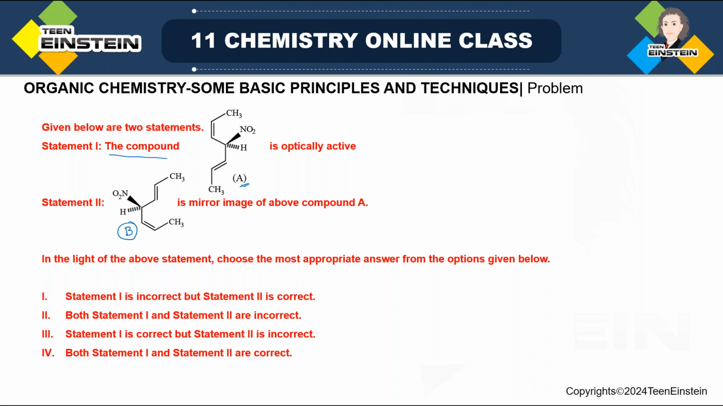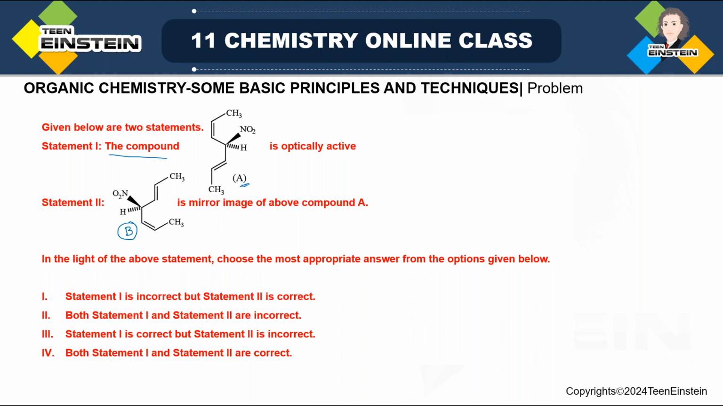In that case, I cannot say one is A and another one is B, because both are the same. But right now we do not know, so suppose this is B. The statement says B is the mirror image of the above compound A. So we have to check whether these statements are correct or not.